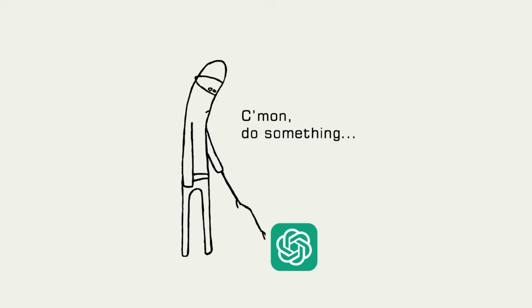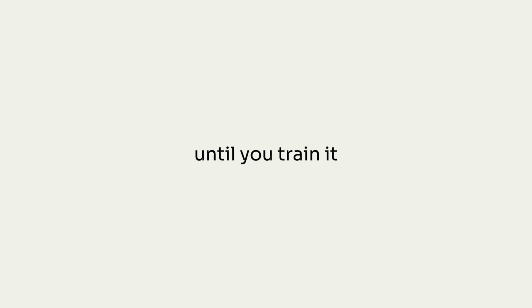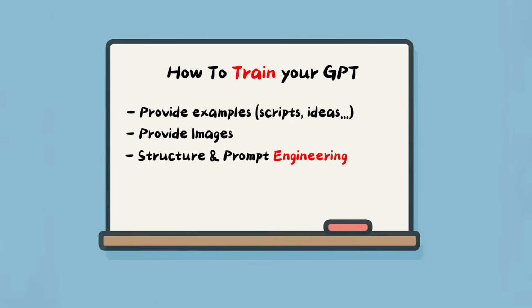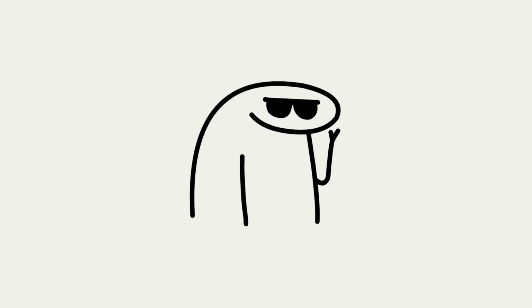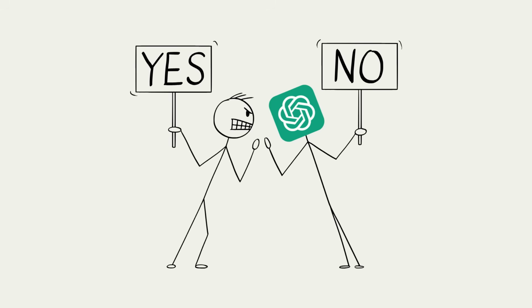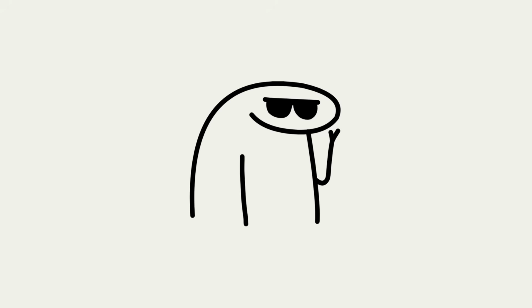That's because GPT doesn't know what you want. Until you train it, you need to give it examples. You need to show it reference images. You need to structure everything around it before it can become a real AI video assistant. And if I showed you how to build all that from scratch, this video would be hours long. So, if you want to save time and not argue with ChatGPT for days, I already did it for you.